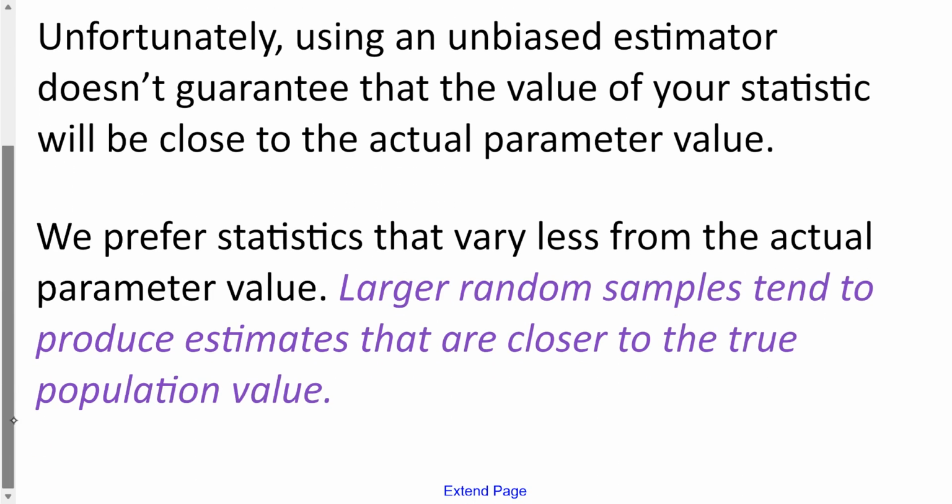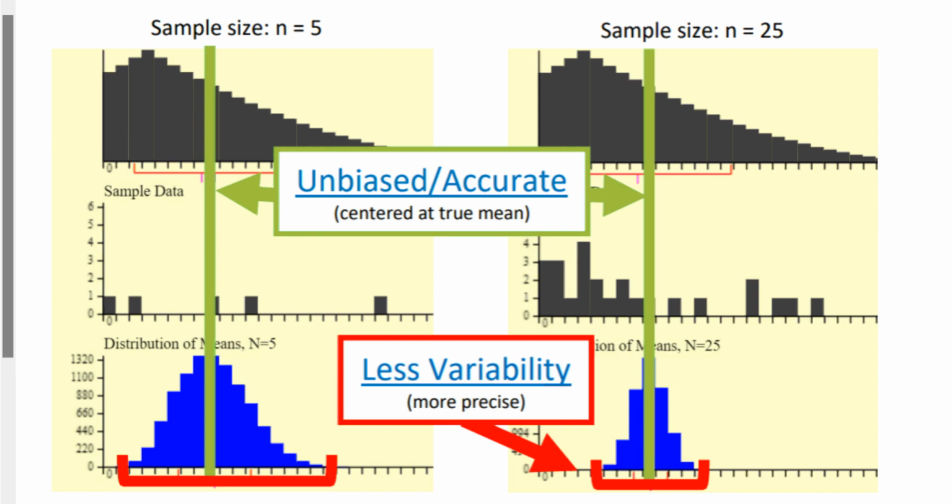But the larger random samples that we take tend to produce estimates that are closer to the true population. Size matters when it comes to samples, or the number of samples. So we prefer larger, more samples so we can get closer and closer. I'll give you a quick visual. Again, we're just touching on the basics here.